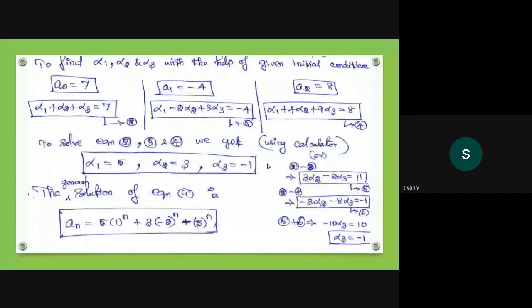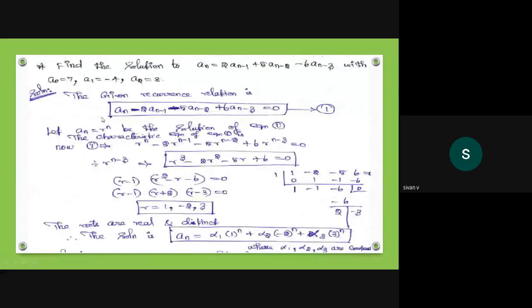Now, alpha1, alpha2, alpha3 are found with the help of the given initial conditions: a0 = 7, a1 = -4, a2 = 8. You can check this equation, an = alpha1 (1)^n + alpha2 (-2)^n + alpha3 (3)^n. Any one of you tell me, what is the equation you obtain when substituting n = 0? This is only simple arithmetic.